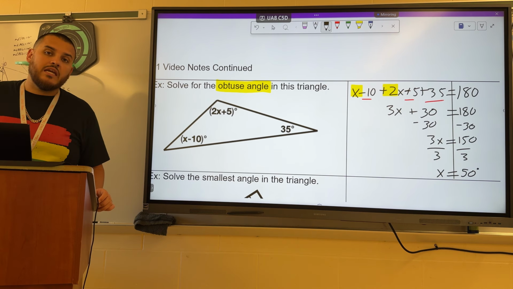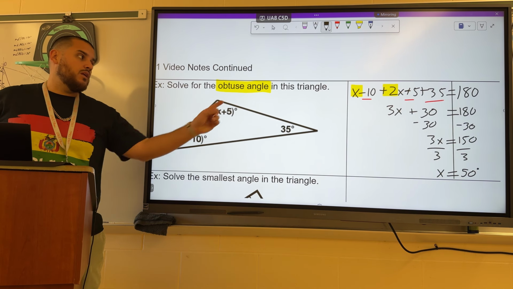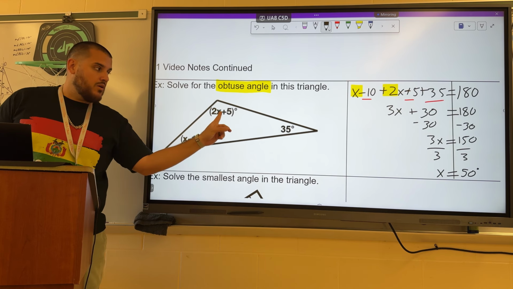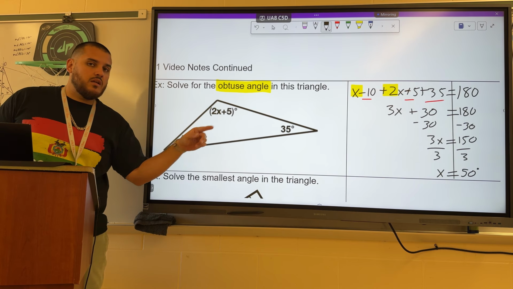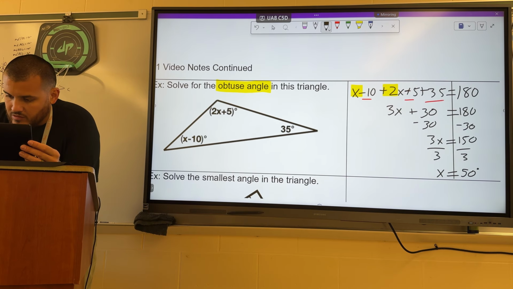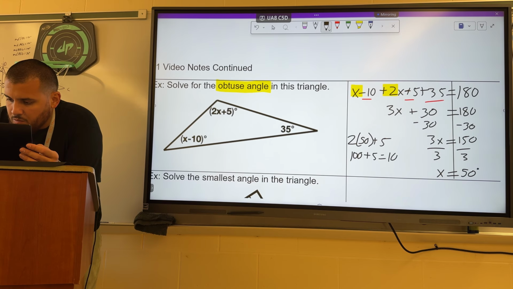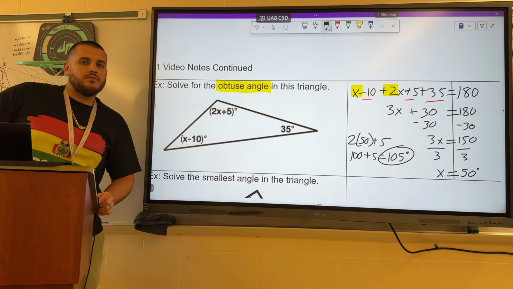Again, if our question only asked us to solve for x, that would be our answer. But again, we need to find the obtuse angle. This value right here. We're plugging in that 50, substituting it there for that x. So 2x plus 5 with x being 50 would be 2 times 50 plus 5. 2 times 50 is 100. 100 plus 5 gives me 105 degrees for the obtuse angle in this triangle.